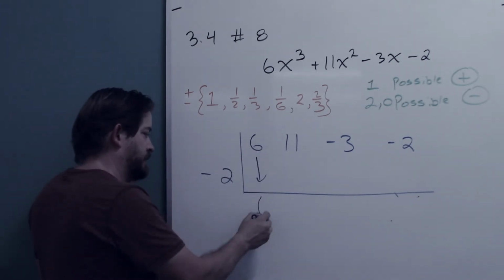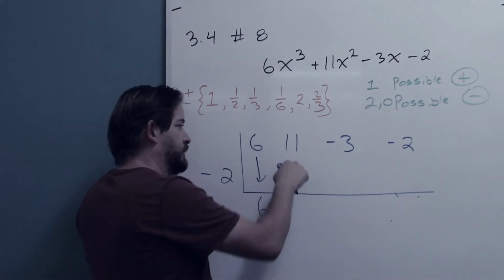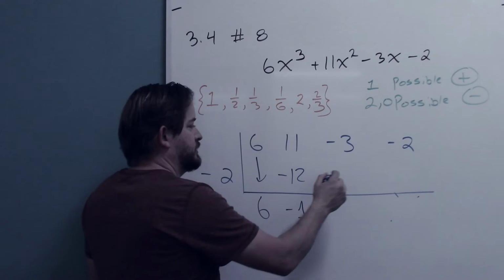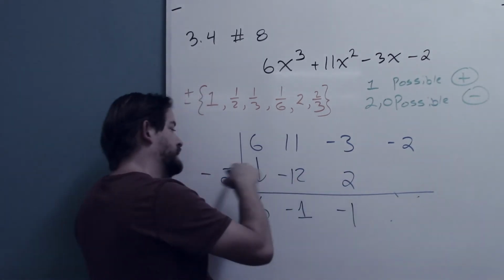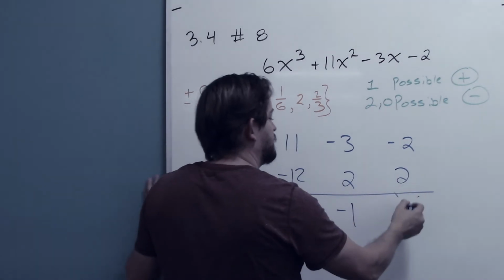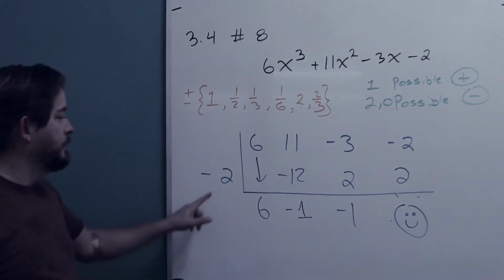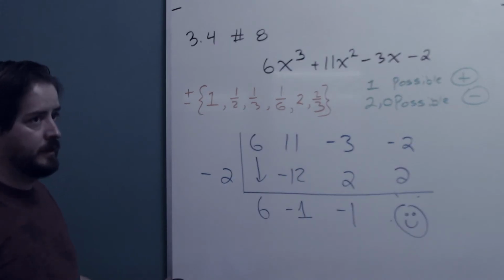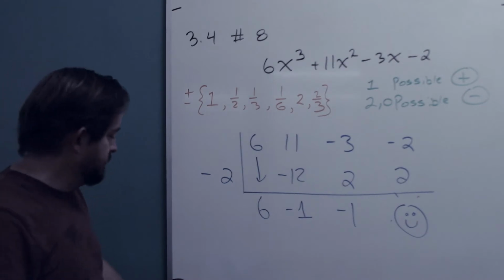The 6 again drops down. 6 times negative 2 is negative 12. Negative 12 and 11 is negative 1. Times negative 2 is 2. Negative 3 and 2 is negative 1. Times negative 2 is 2. Oh, look at that. That's our guy. That means that 2 is a 0, and x minus 2 is a factor, right?